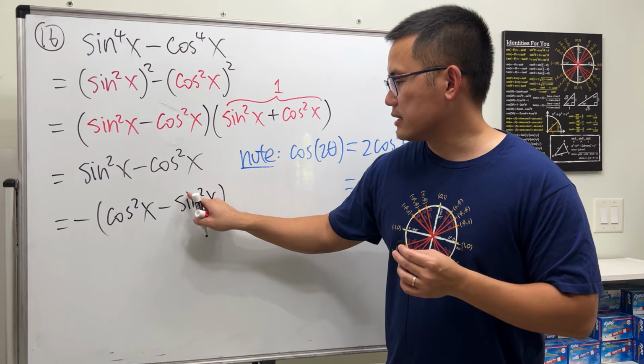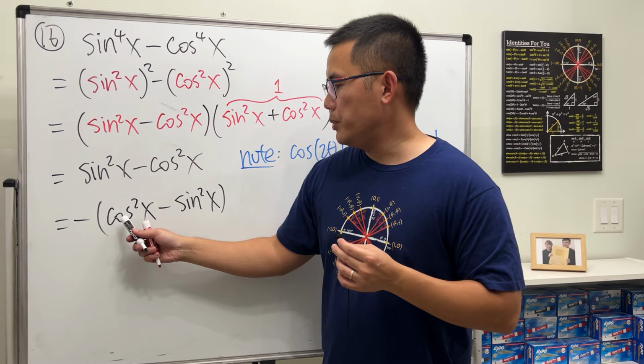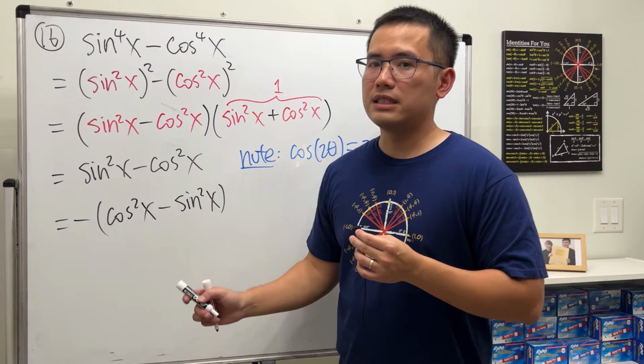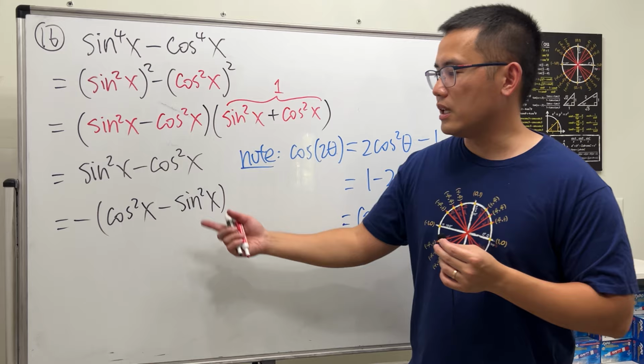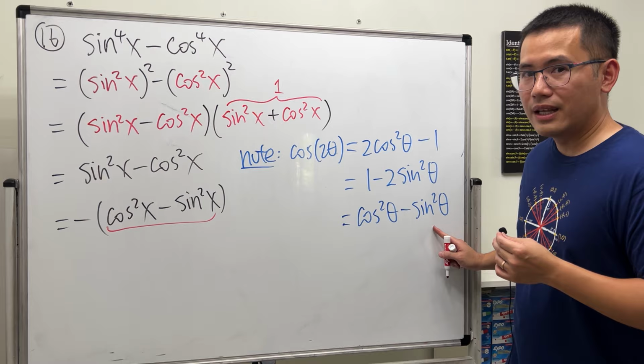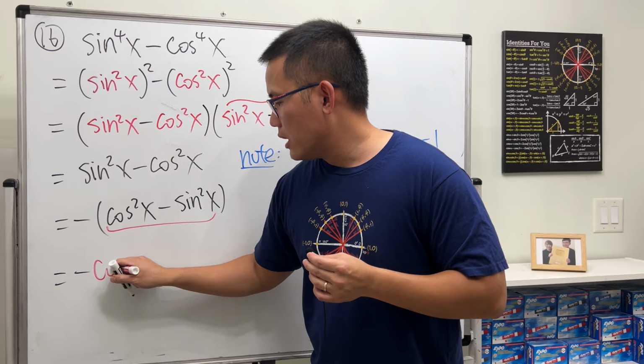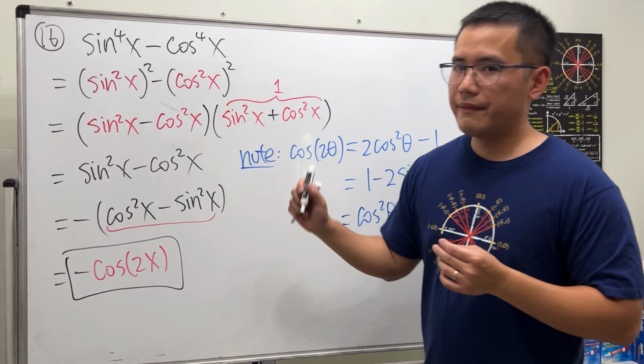And let's take a second to really make sure they are the same. Yes, because if you distribute, we have the negative cosine squared, and negative times negative gives the positive. So this is the usual trick that we can do: just switch the order of subtraction and then negate the result. And then this is exactly that, which is that. So finally, we have negative cosine of 2x. Done. So that's number 16.